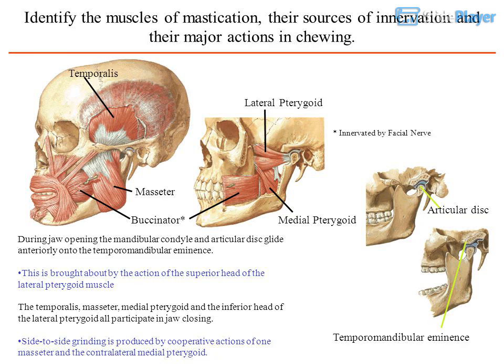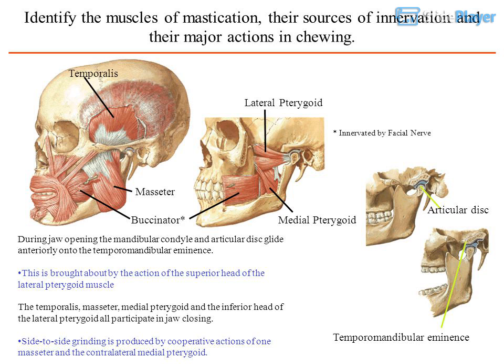Identify the muscles of mastication, their sources of innervation and their major actions in chewing. Temporalis. Masseter. Medial pterygoid. Buccinator. Lateral pterygoid. Innervated by facial nerve.